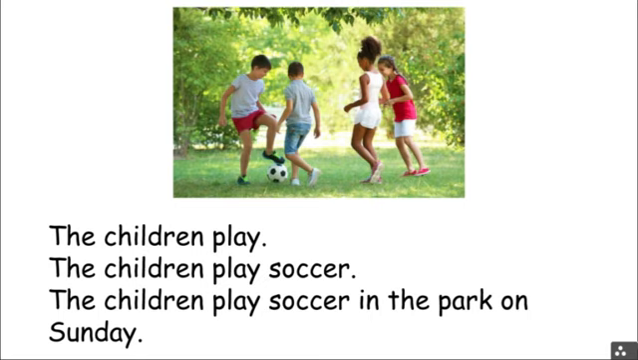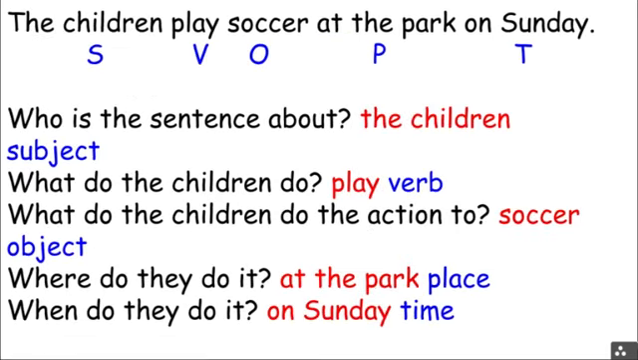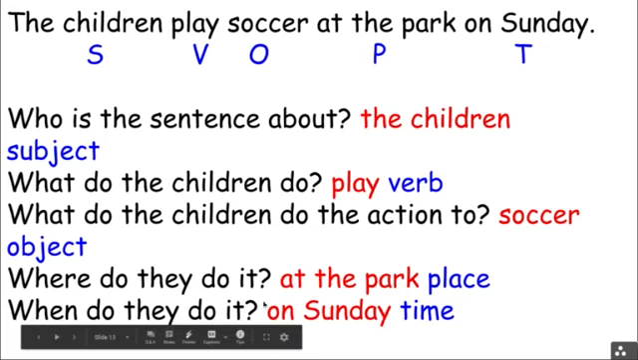Let's take a look at that sentence. Who is the sentence about? Well, it's about the children, so that is my subject. What do the children do? They play. That's my action, my verb. What do the children do the action to? What do they play? Soccer. That becomes my object. Where do they do it? At the park. That's my place. When do they do it? On Sunday is my time. SVOPT.